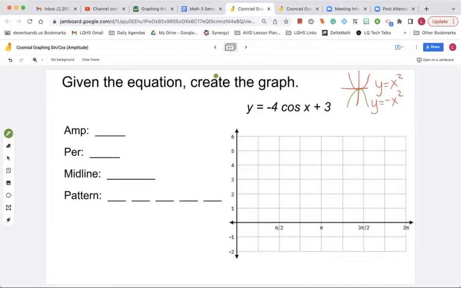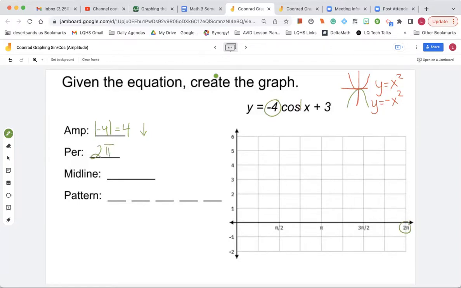Okay, so let's just fill in what we know. The amplitude is the absolute value of -4, which is 4. The negative matters. So I'm going to say a 4 with a flip. That's what I mean, that flipped 4. I don't know how you want to word it. The period, because there's nothing in front of the x, and I'm looking at the graph, is 2 pi.